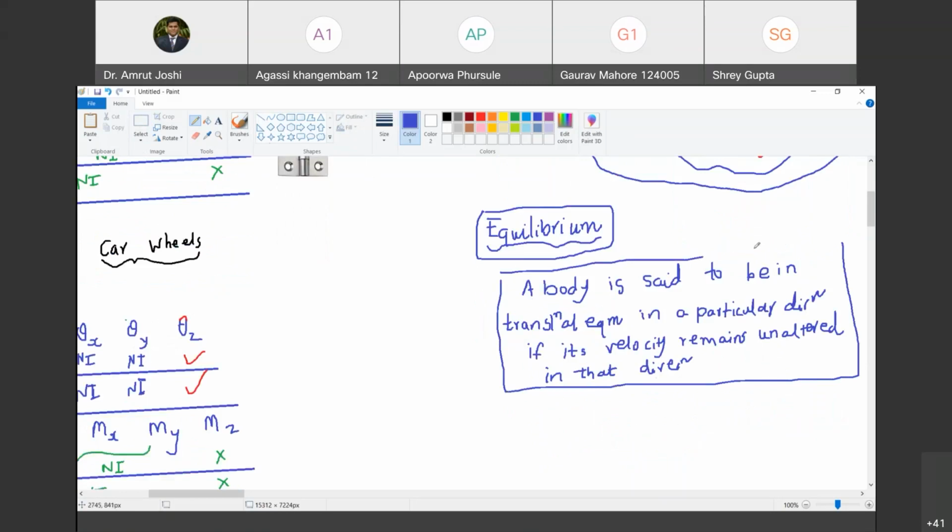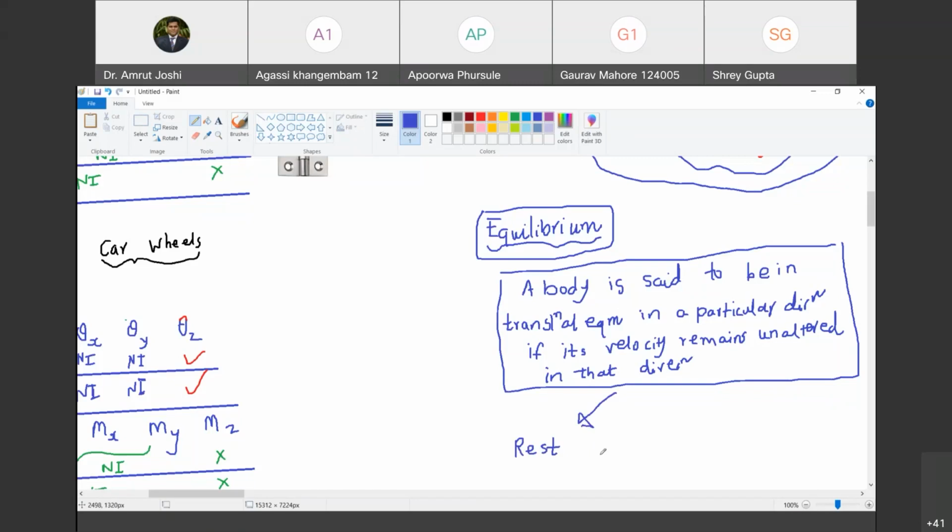Now, pay attention here. If the body is at rest, then it was not moving in x direction and it did not move in x direction. So its velocity remained unaltered in x direction and it remained 0. Do you agree with me? Yes, sir. So therefore, body being at rest is a specific case of equilibrium. Are you with me? Yes, sir.